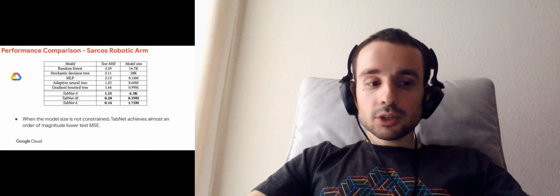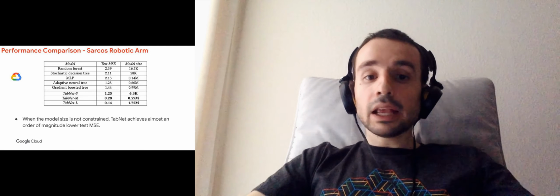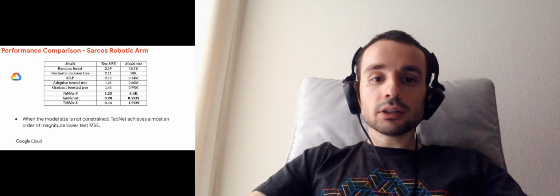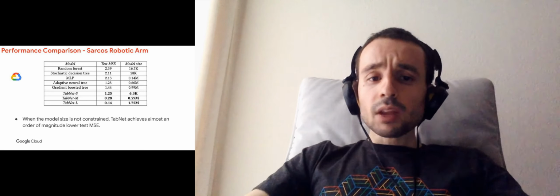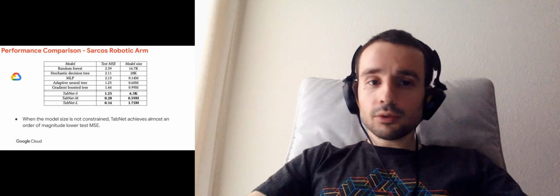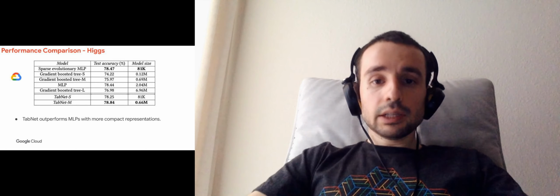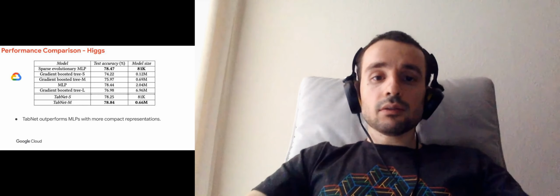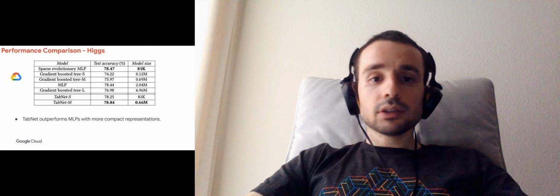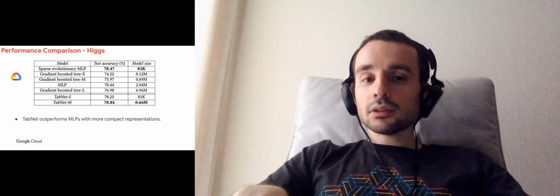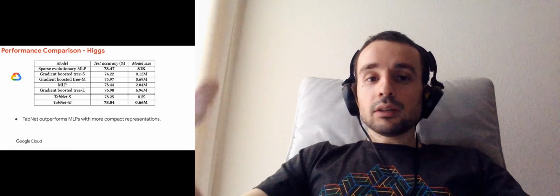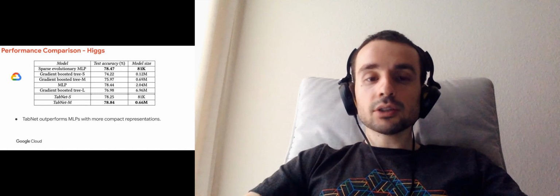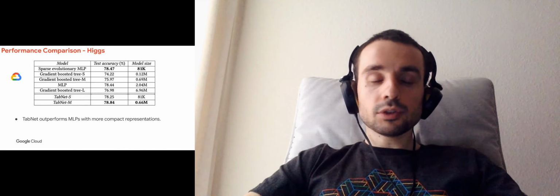Then we have this Sarcos robotic arm regression problem. And again, we show significant outperformance. And here, the interesting thing is that even with a very small TabNet architecture, we can still get very decent performance compared to other complex ensembles. And on this dataset Higgs, again, we show significant outperformance. And here, the small TabNet performance is on par with state-of-the-art sparsification methods such as sparse evolutionary training.